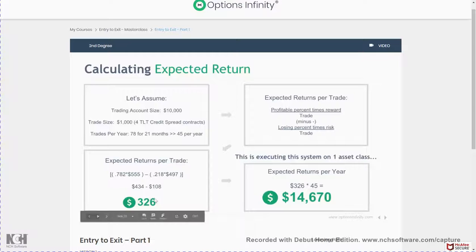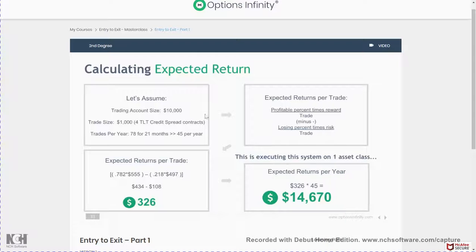That equates to making $326 per trade. I made 45 trades. My expected return per year is $14,670 on a portfolio size of $10,000.